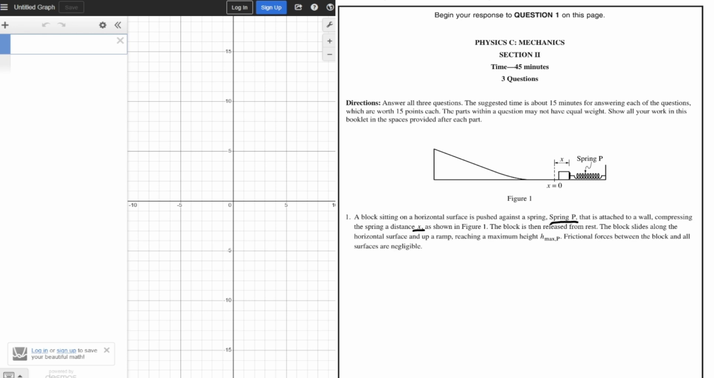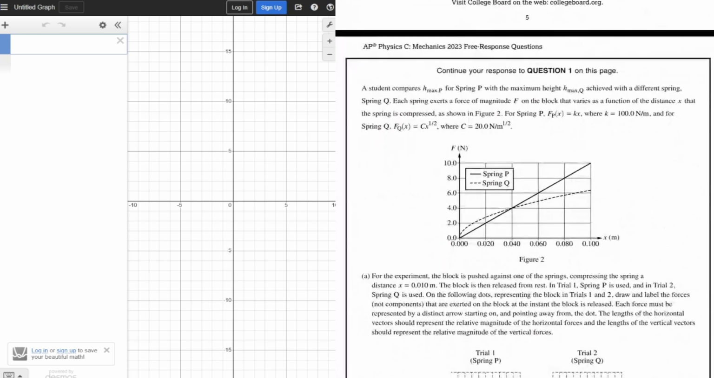The block slides along the horizontal surface and up the ramp, reaching a maximum height h max P. Frictional forces between the block and all surfaces are negligible. A student compares h max for spring P with the maximum height h max Q achieved with a different spring, spring Q. Each spring exerts a force of magnitude F on the block that varies as a function of the distance x that the spring is compressed, as shown in figure 2.